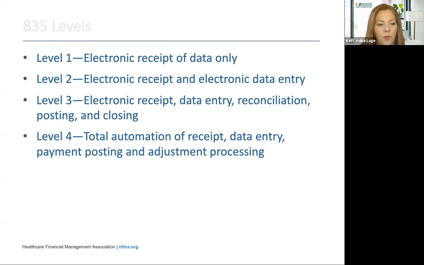And level 4, total automation of receipt, data entry, payment, posting, and adjustment processing. In addition to everything included at level 3, this level links with banking information to allow reconciliation of payments received electronically through a non-bank network with funds received electronically.